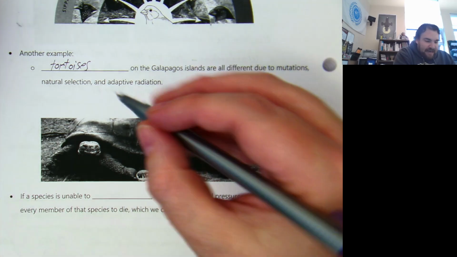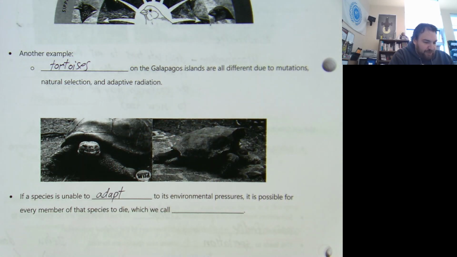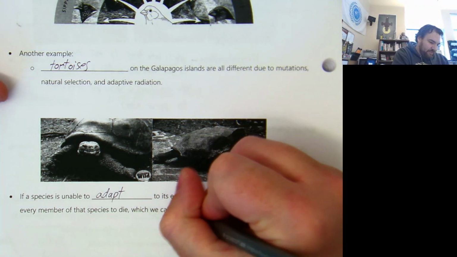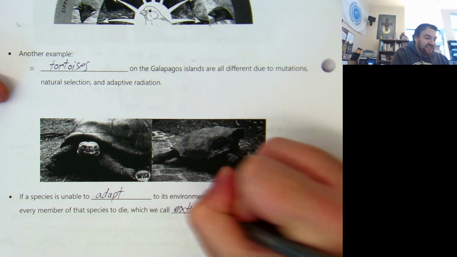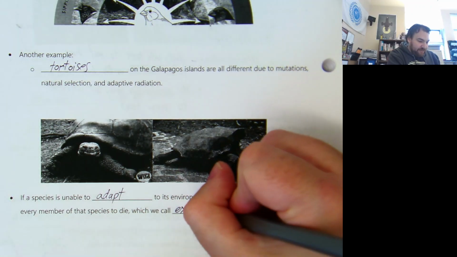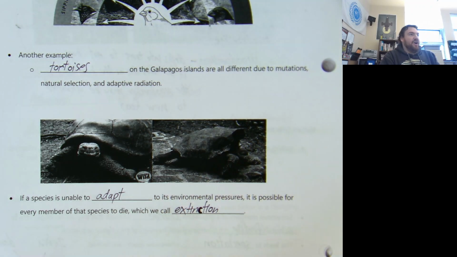If a species is unable to adapt to its environmental pressures, it is possible for every member of that species to die. And if every member of a species dies, what do we call that? Extinction. Extinction can happen naturally. It doesn't always, and it's less likely to happen naturally. It's more likely to happen because we did something stupid, like the dodos we hunted to extinction.